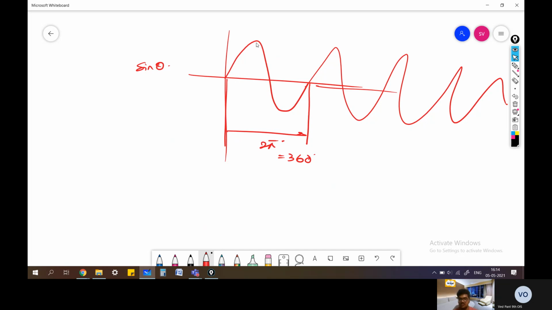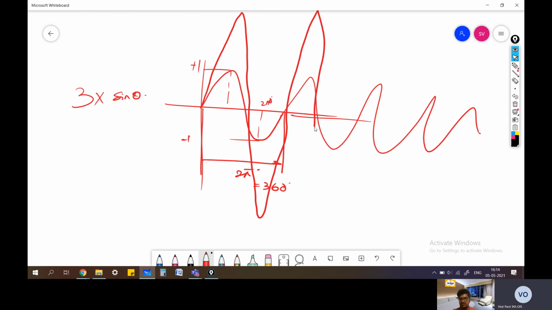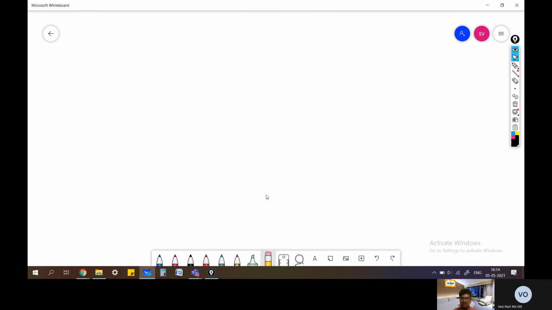At 90 degrees it is positive 1. At 270 degrees it is negative 1. It only goes to a maximum of 1 and a minimum of minus 1. It only fluctuates between these two. If you multiply sin theta with any number like 3, it will amplify its value, it will become 3 times what it is. But the period will remain the same.